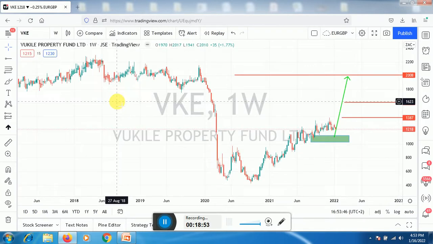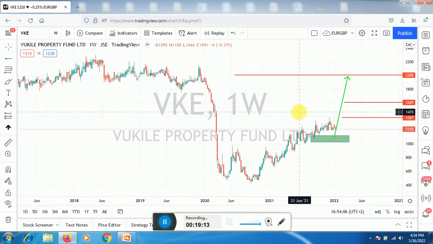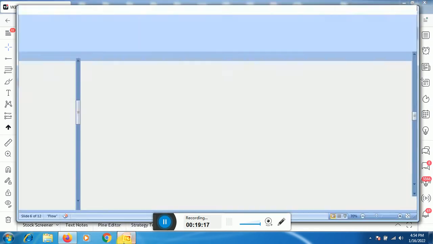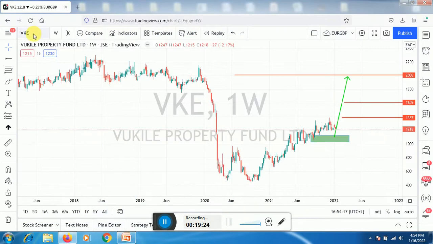Okay, VUKILE, what might happen is that price might come back to retest the 10 bucks level, sorry, the 1 rand level rather, and then after that price might actually start to push higher. It might push higher in line with other property stocks moving in that direction, and we might see that happening in the near future. So the last one is ALPHAMIN.